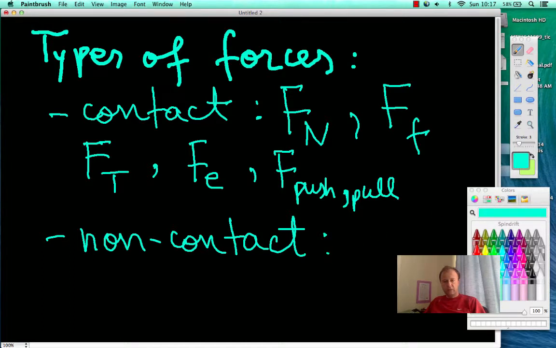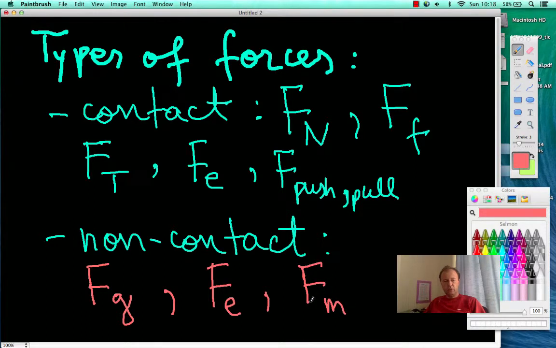The non-contact force, let's see if I can pick here a different color to make it pretty. The non-contact forces are the force of gravity, right? An object that is floating up in the air, it doesn't make contact with the earth, but it gets attracted by the earth. A little bit later, as I mentioned, we're going to learn about electric force, the force between two different charges, positive and negative, and the magnetic force, right?